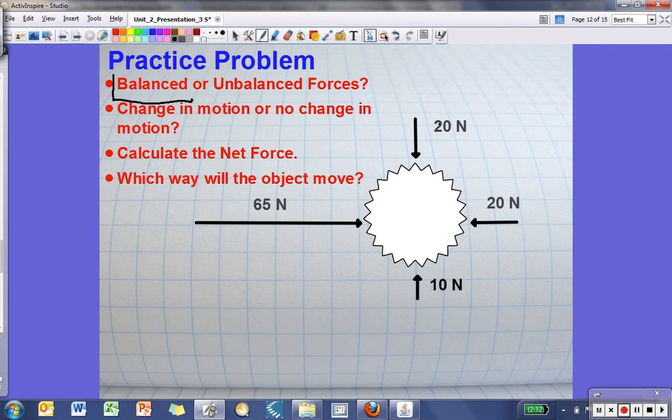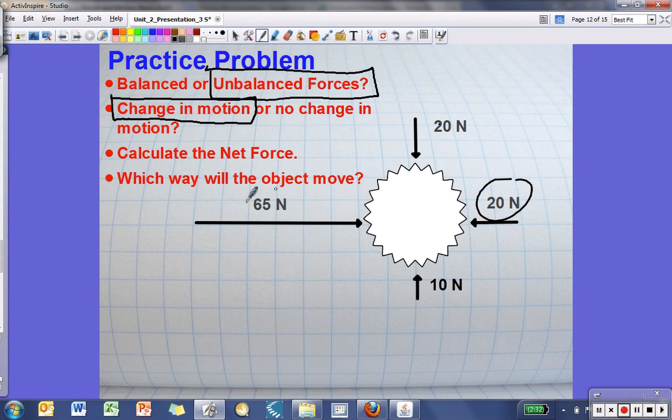I'm sorry. Wow, I almost made a huge mistake. This is unbalanced forces, right? And when I see unbalanced, I should know that this is definitely going to have a change in motion, right? Because balanced means no change, unbalanced means for sure change. I can already tell you, just by looking at these 2 numbers right here, that it's definitely going to go to the right. Okay? So next thing is let's calculate my net force.